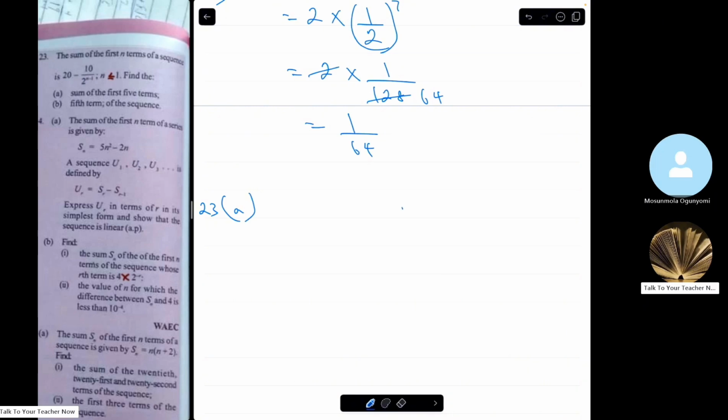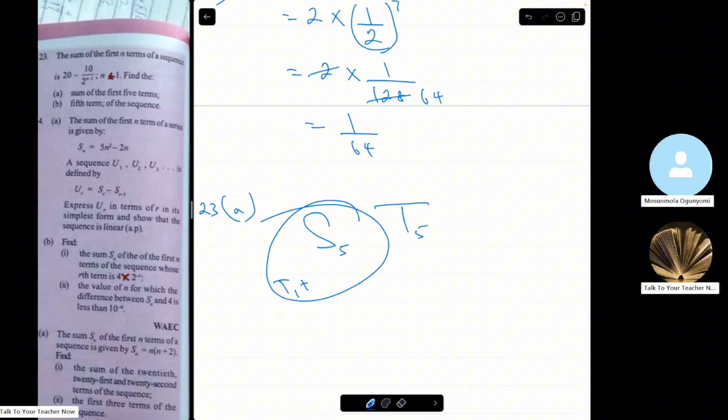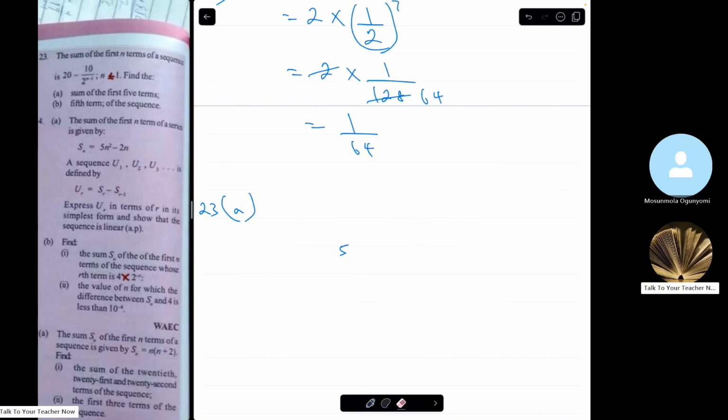Yeah, that means they want us to find T5 and what? S5. S5 is the sum of the first 5 terms, which means T1 plus what? T1 plus T2 plus T3 plus T4 plus T5. Beautiful. Whereas the fifth term is just T5. Do you understand? Yes, sir. So let's go. How do we do that? That's a piece of cake too. Now let's see that.